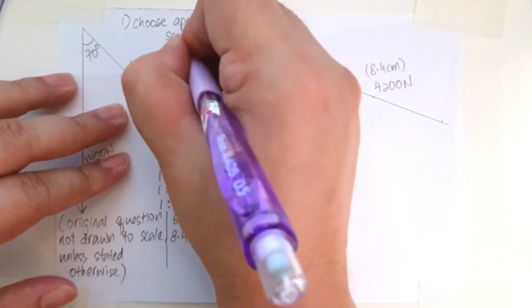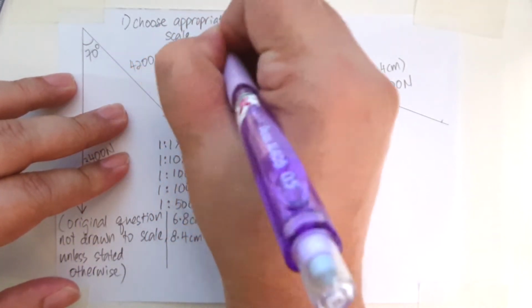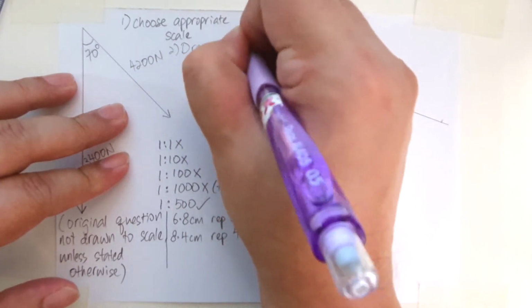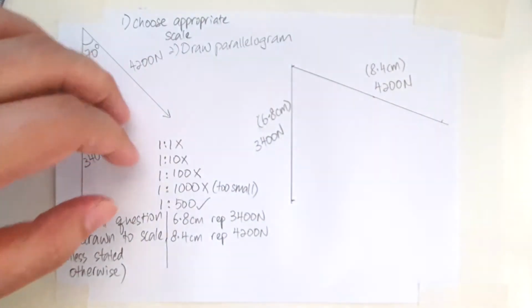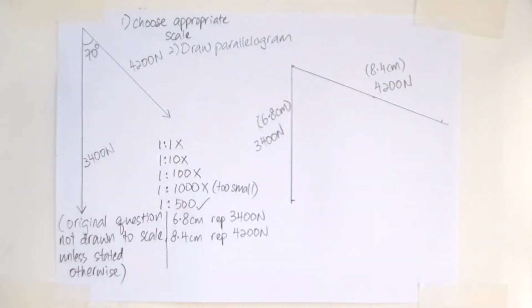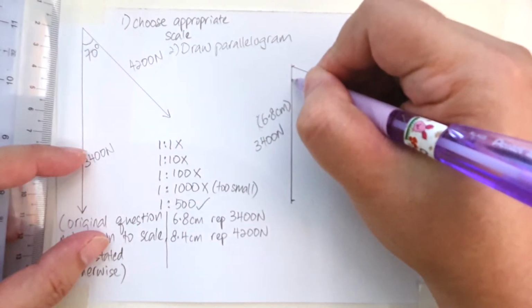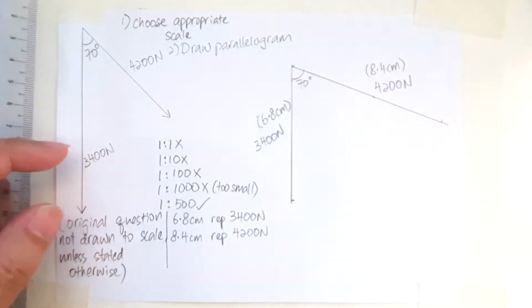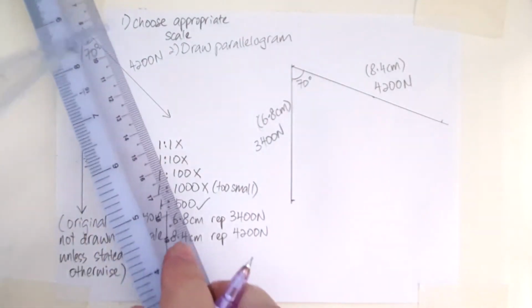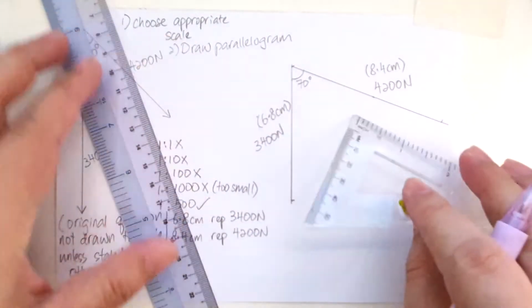So right now, I already have two vectors drawn on this diagram, and next, what I need to do is to complete the parallelogram. I need to complete the parallelogram to locate my resultant vector. I'll just mark out the 70-degree angle first. You recall back in primary school how you draw the parallelogram?